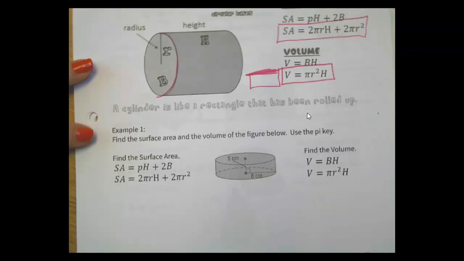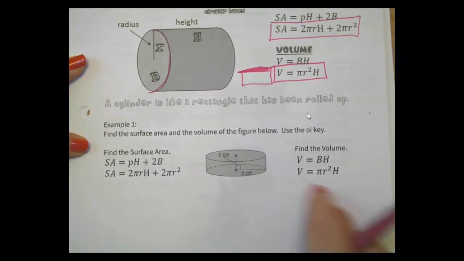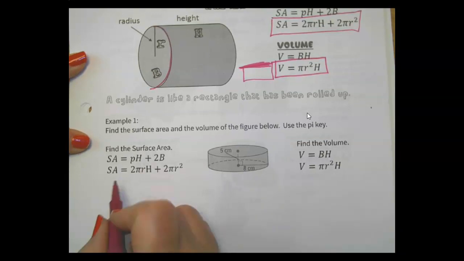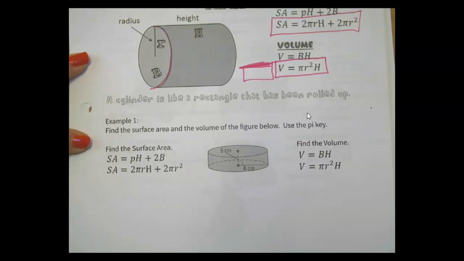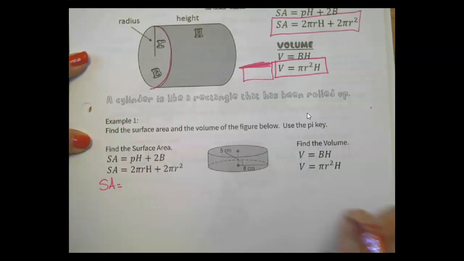So let's find the surface area of these. So do you see how we've got both of these formulas. So they've broken these down for us, which makes it super, super easy. What am I missing here? Anything? Surface area. Again, so easy.